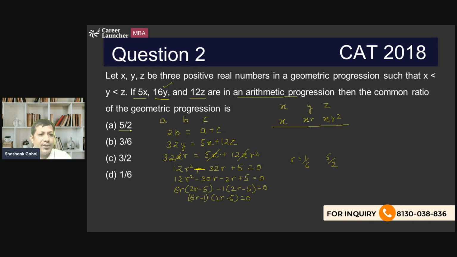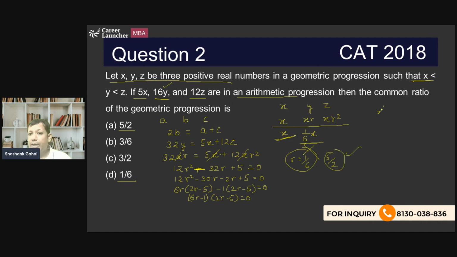Okay. So 5 by 2 is there in the options, 1 by 6 is also in the options. Now the problem is, what is it that I'm going to pick? Now I'm going to go back to the first statement. X, Y, Z are positive numbers such that X is the smallest number. So if I put 1 by 6, then this is going to be X, this is going to be X by 6, and in this case, Y is smaller than X. So basically 1 by 6 cannot be my answer. So my answer to this question is going to be 5 by 2.